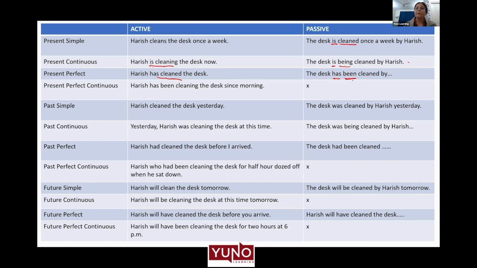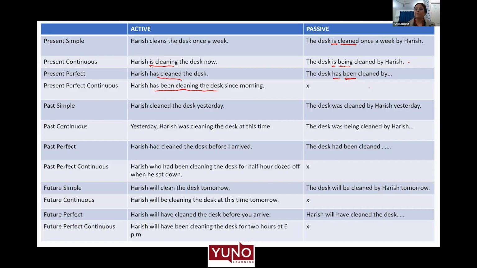Now, perfect continuous tenses, whether in present, past, or future, do not have any passive construction. We do not put them in passive voice. People may try in different ways, but that's all weird. We do not put them in passive voice. Harish has been cleaning the desk since morning. That means an action started at a certain time in the past, is in progress even now. We put that in present perfect continuous, but then we don't put such things in passive voice. So it's not that we decide to put any sentence in passive voice. We have to think of these things.